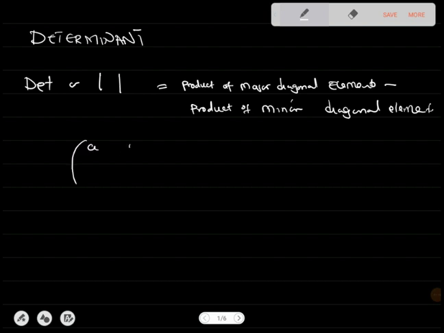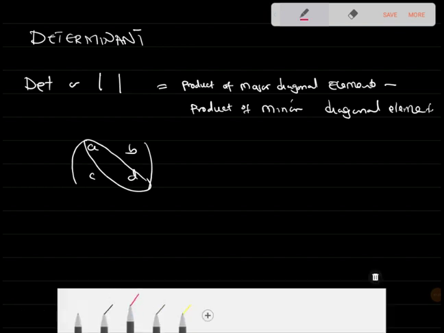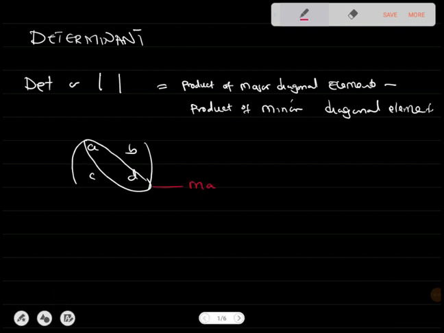I'll give an example of a matrix. If this is a matrix, the elements in this diagonal, let me even change the color, we call them major diagonal elements. The elements in here, we call them minor diagonal elements. So that's what we mean by major and minor. Now, the product means you multiply these elements and those, then subtract. I'll give you a practical example.